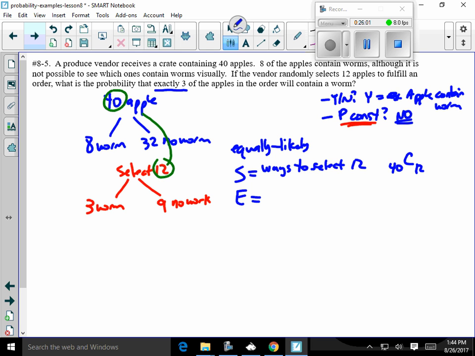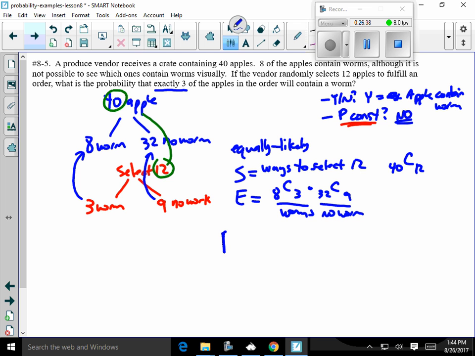For the event space, where I specifically have to have 3 worms, that means I have to have some that have worms, and I have to have some that have no worms, right? And the ones that are worms have to be selected out of the wormed apples, and the ones that have no worms have to be selected out of the ones that don't have worms. So out of the 8 wormy apples, I would have to select 3 of those, and order doesn't matter, so that's a combination. And out of the 32 non-worm apples, I would have to select 9 of those. And then we'd have to combine these choices with these choices, so the multiplication principle says I multiply those.